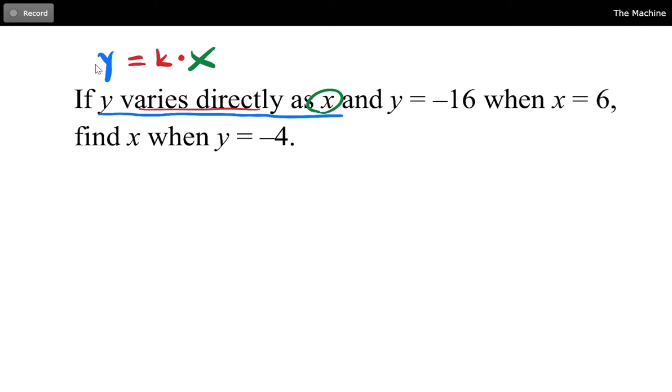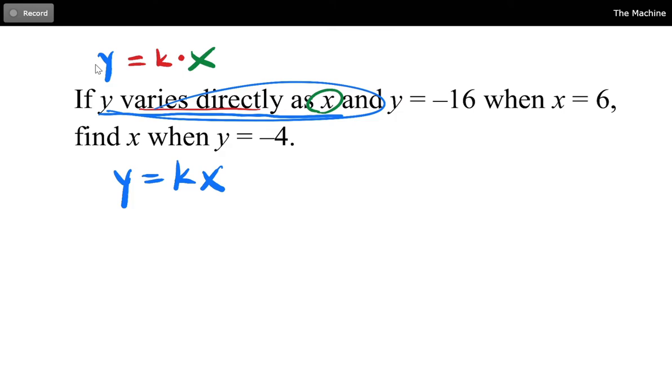So the first step in answering this question is to translate it properly. There will be other statements that are different in their relationship, and you'll have to translate those properly. But for now, this is where we're going to start. So translate that: y varies directly as x. So y is equal to k times x.